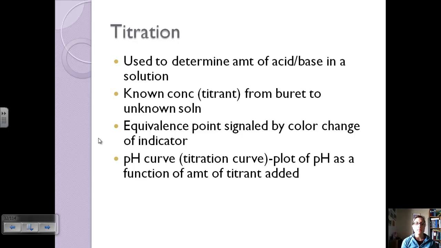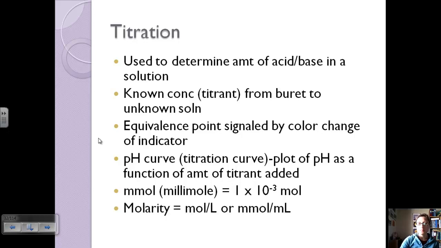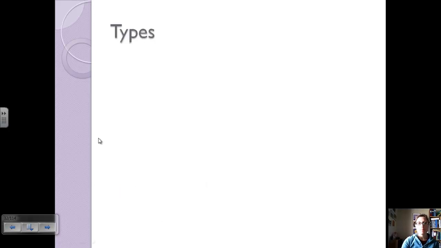And we can also plot what's called a pH curve or a titration curve, and it's basically a plot of pH as a function of the amount of titrant added, and so we'll look at some of those also. Before we move on, because we're working in small quantities, it's also going to be convenient to talk about, instead of the mole, the millimole, which is basically, like a milliliter is 1/1000th of a liter, it's 1/1000th of a mole. And so molarity can be represented as moles per liter or millimole per milliliter.